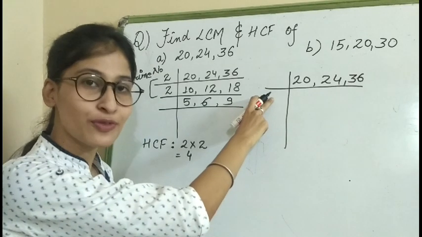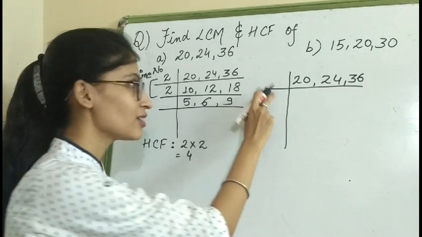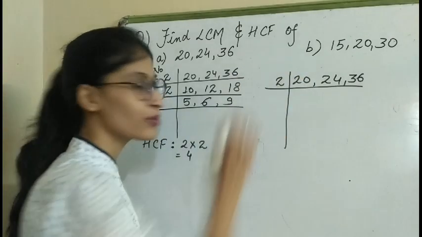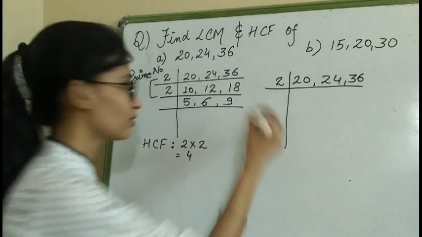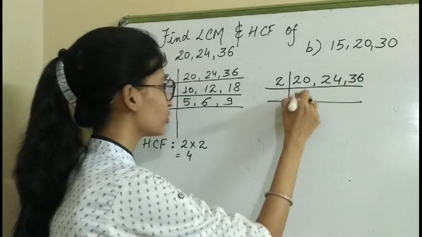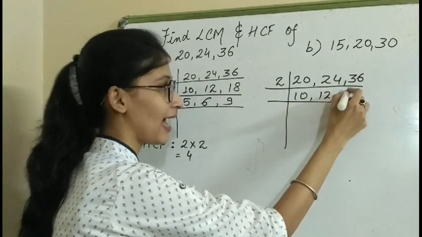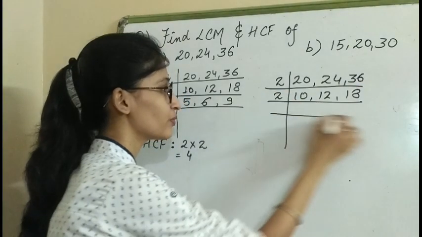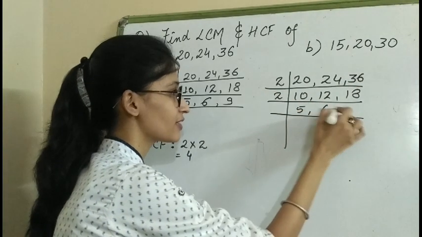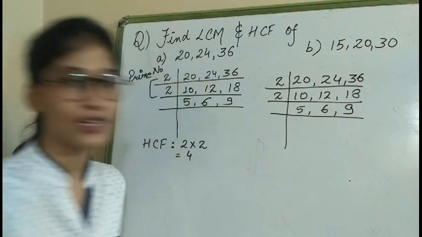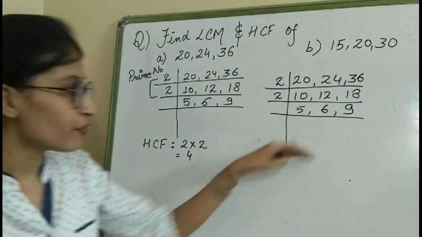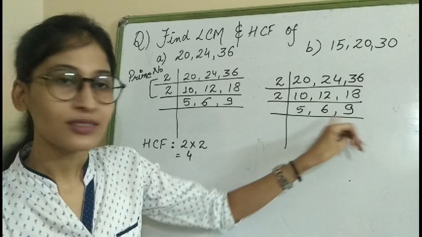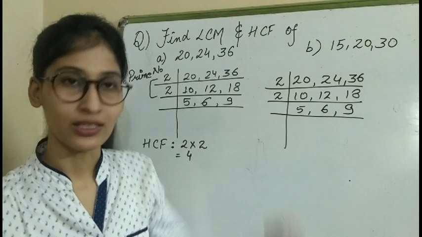This side we have to fill only the prime numbers. So start filling. First we can divide by 2. Then I am going to obtain 10, 12 and 18. Again we are going to divide them by 2. 5, 6 and 9. Now we have to finally convert all the three into 1, 1 and 1.